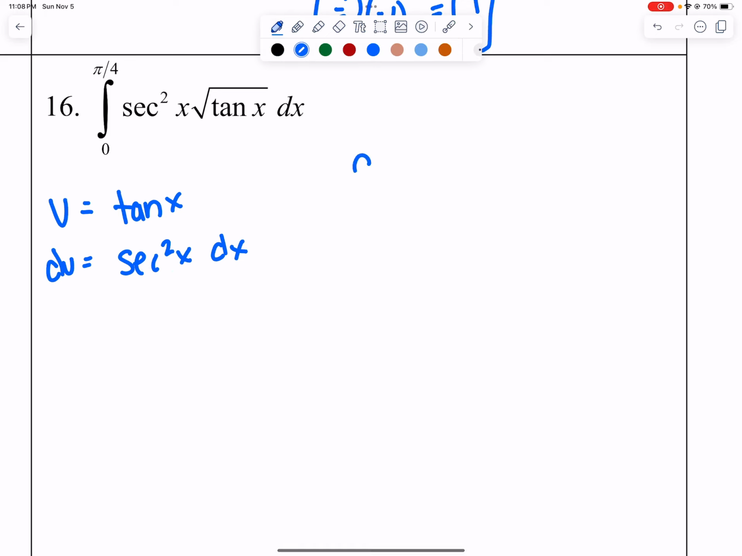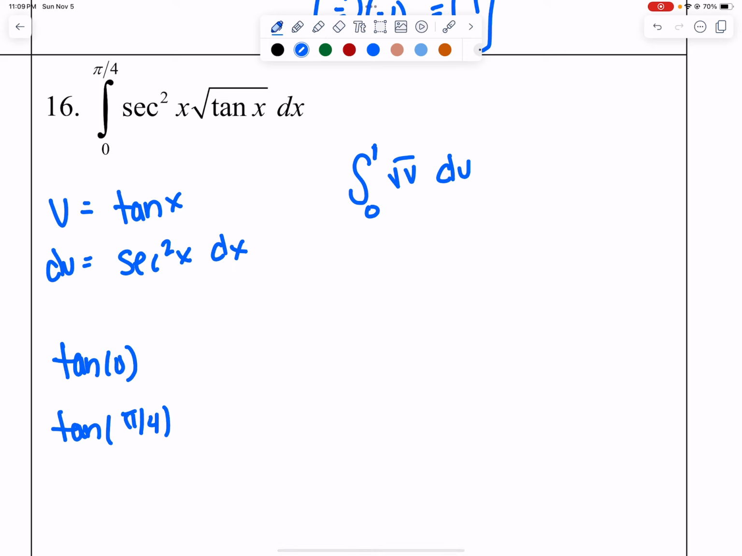So now you're going to have the square root of u du, but we just need to change my bounds of integration. So if u is tangent of x, we want to figure out what tangent of 0 is, which is 0. And then I want to figure out what tangent of pi over 4 is, which is 1. So now I have the integral of 0 to 1, square root of u du, the integral of the square root of u, and hopefully by now you should know this, is 2/3 u to the 3/2 from 0 to 1.